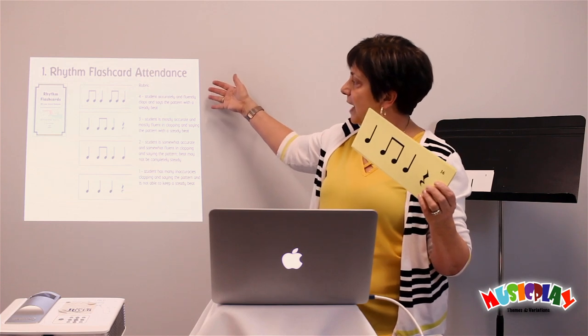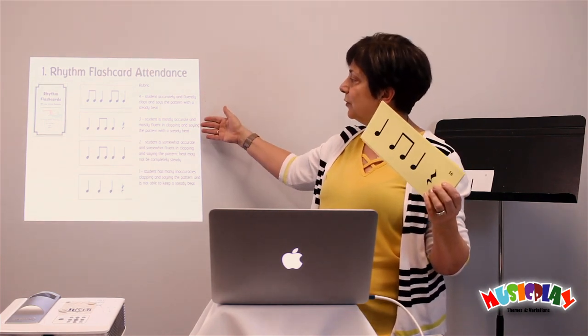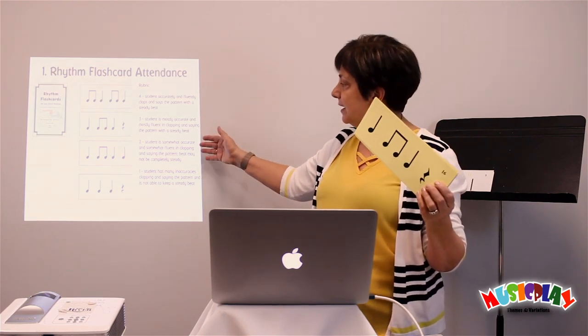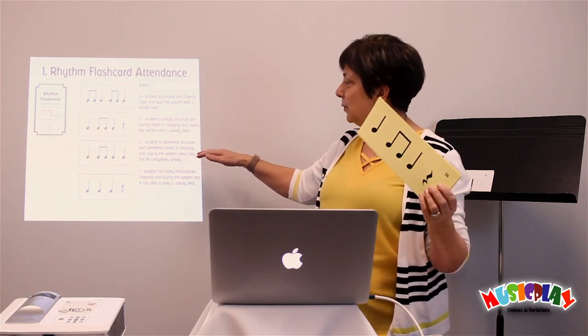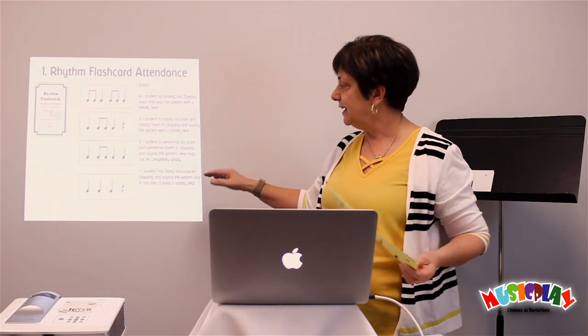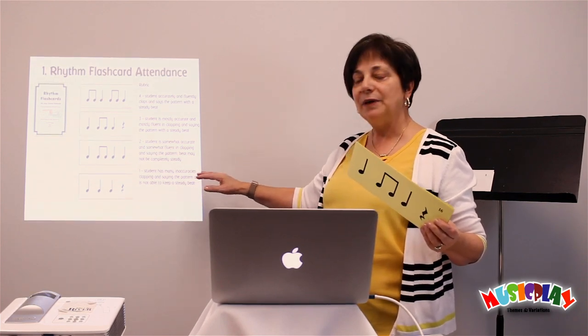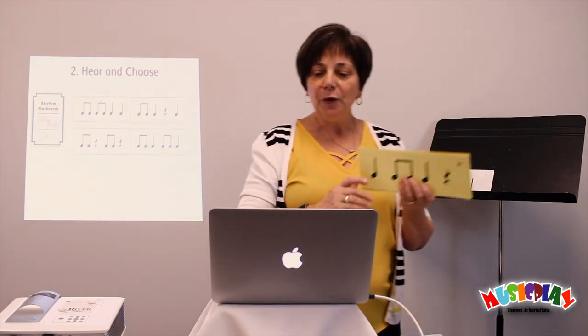A level four would be accurately and fluently claps and says the pattern with a steady beat. A level three, mostly accurate, mostly fluent, and a mostly steady beat. Number two, we're getting to the somewhat range, where they're somewhat accurate, somewhat fluent, and the beat may not be completely steady. And a level one, the student has many inaccuracies in clapping or saying, and is not able to keep a steady beat.